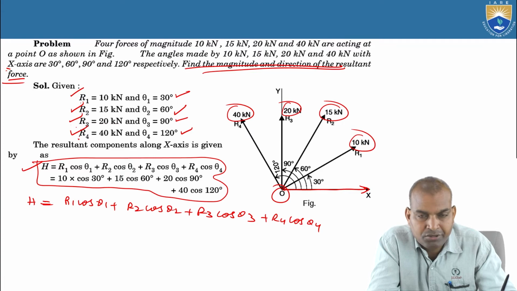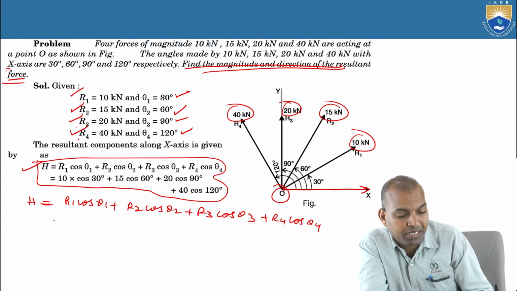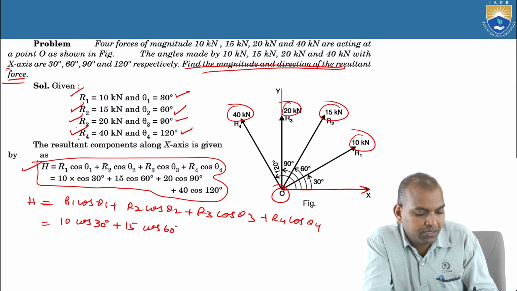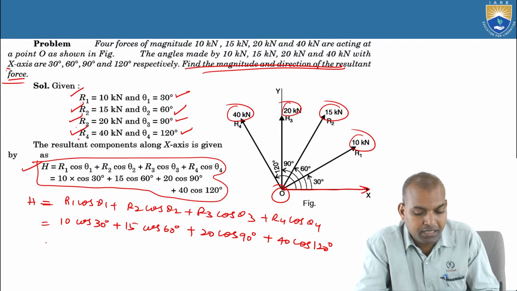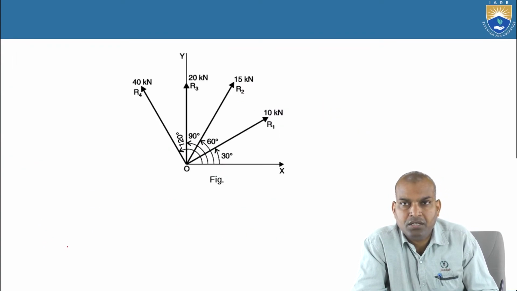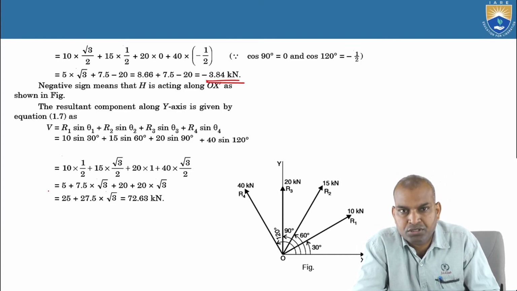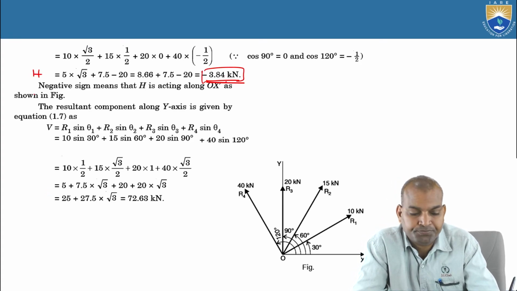Substitute R1, R2, R3, R4 and theta 1, theta 2, theta 3 and theta 4 in the expression derived here, that is 10 cos theta 1 30 degrees, plus R2 15 cos 60 degrees plus R3, what is the value of R3? 20 cos theta 3 90 degrees, plus R4 40 cos theta 4 120 degrees. The value obtained for this is equal to negative of 3.84 kilonewtons. Negative of 3.84 kilonewtons, that is the H value.